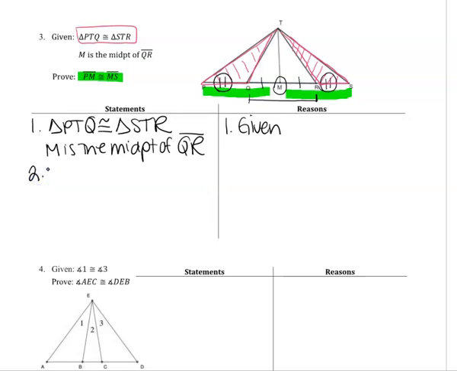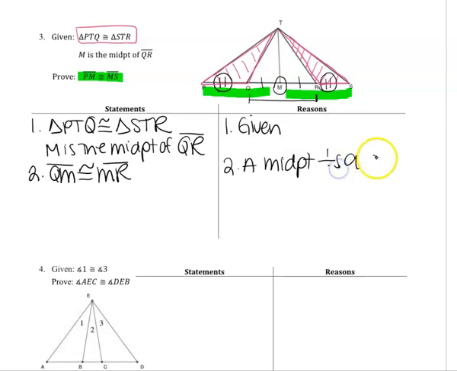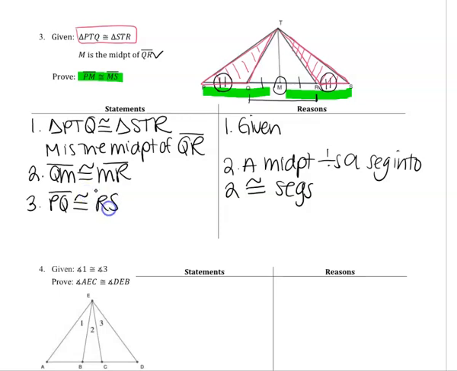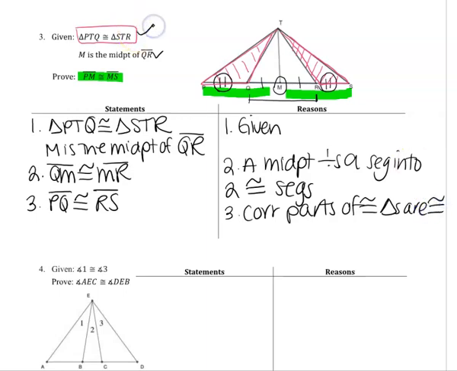Okay, so first thing I need to talk about is that QM and MR are congruent. Because they didn't tell me that, I had to infer that from my given. All right, so I've talked about that. Now I have to talk about the congruent triangles, which allowed me to get PQ congruent to RS. All right, so now I've talked about those two things.